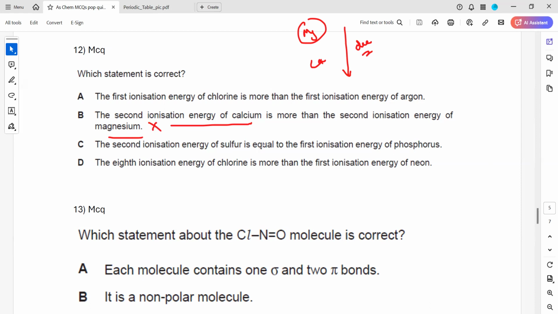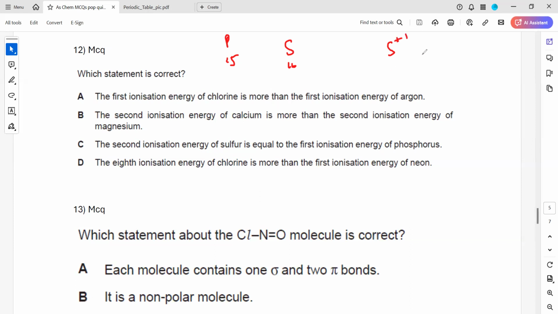In C, the second ionization of sulfur is equal to the first ionization of phosphorus. So if we write the electronic configuration, sulfur is 16 and phosphorus is 15. The second ionization means one electron has already been removed and we are removing another electron. That is the second ionization of sulfur. And for the first ionization of phosphorus, we remove the first electron from phosphorus. We call that the first ionization.